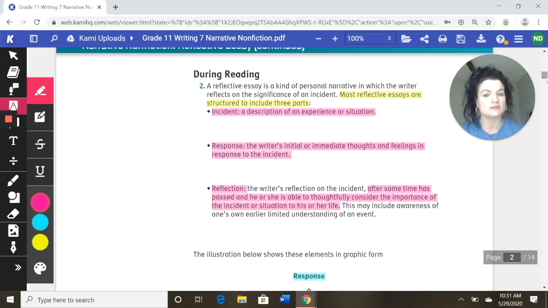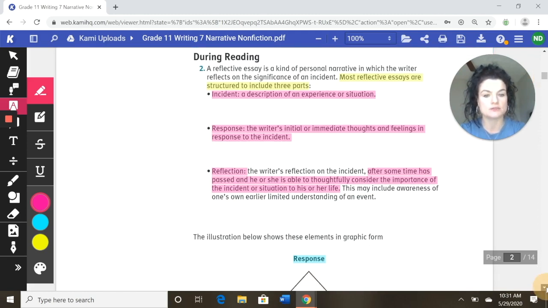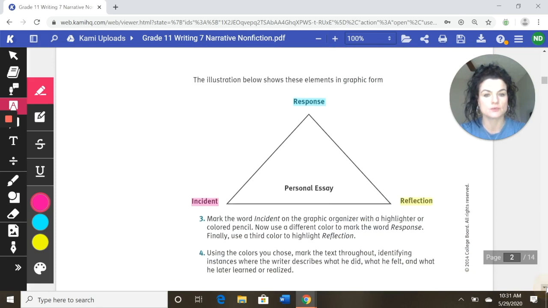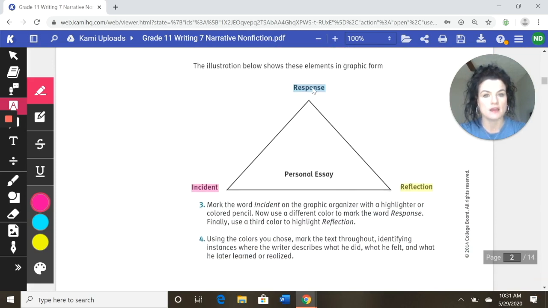And the reflection, this is when the writer, after some time has passed, is able to thoughtfully consider the importance of the incident and the situation to his or her life. So that's the impact and looking back of how that shaped one's life. So here they've broken it down into a triangle. Here's our personal essay. Just for the sake of this particular activity, I put response in blue, incident in pink, and reflection in yellow. So I'm going to be highlighting throughout the story where I see these things take place.